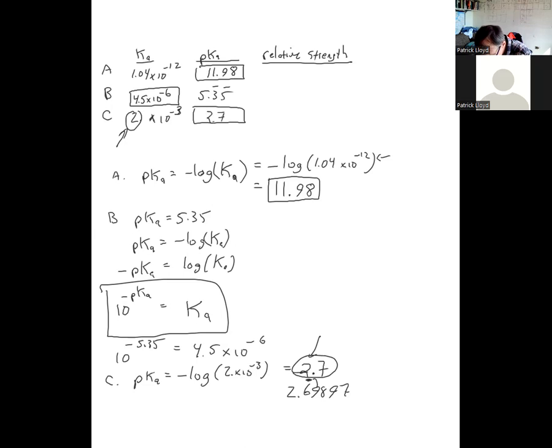So now, as I said, the relative strength works kind of like pH. The lower the value, the stronger the acid. So this one's the lowest value, so that's the strongest.